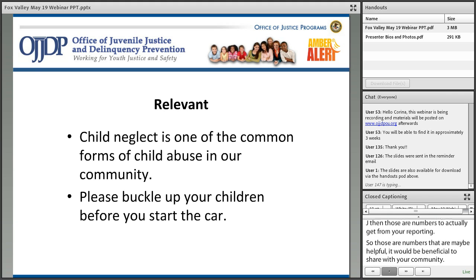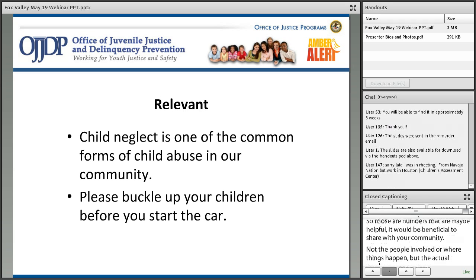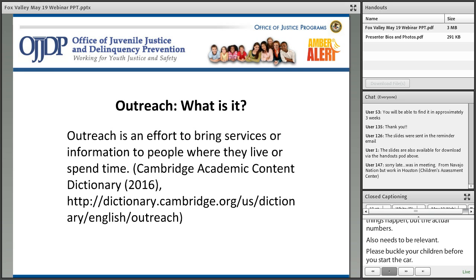Also needs to be relevant. Please buckle up your children before you start the car. I mean, the relevancy of our messages needs to be really defined. It shouldn't be jumbled in with other things or giving people a mixed message. It needs to be relevant to what we're trying to do and the work that we're doing.